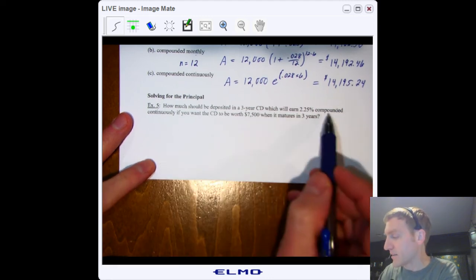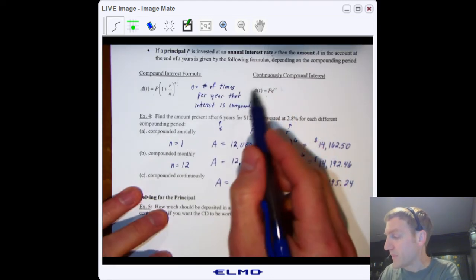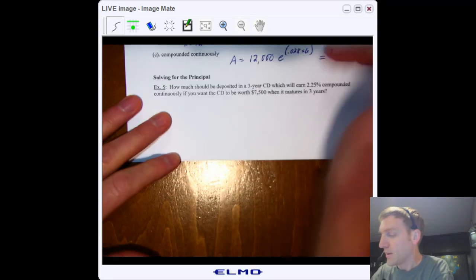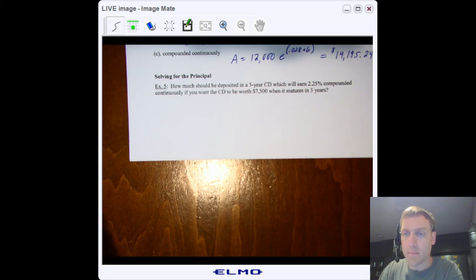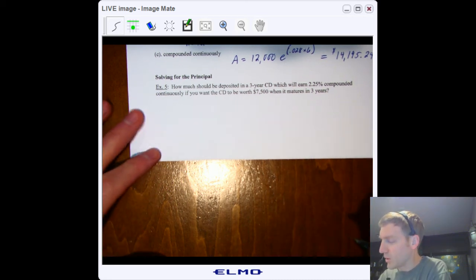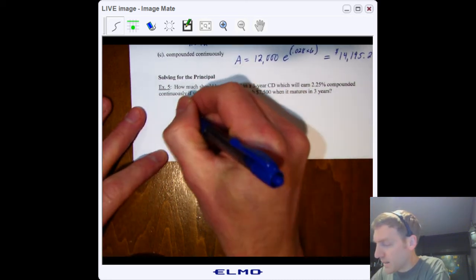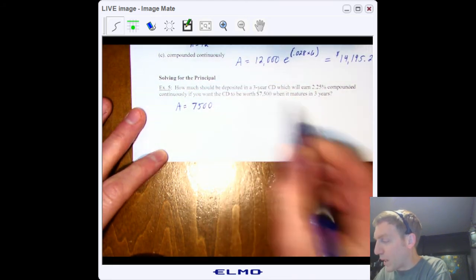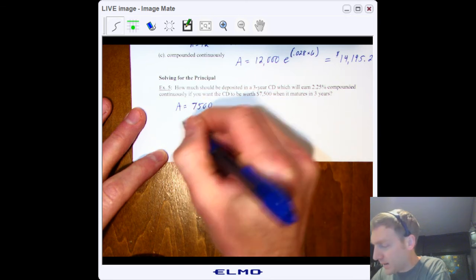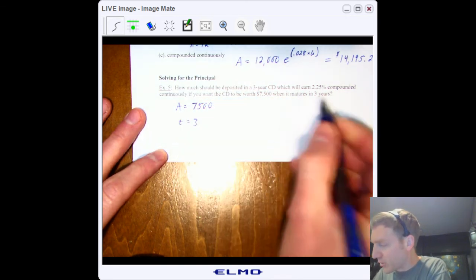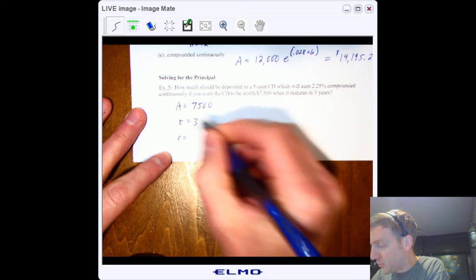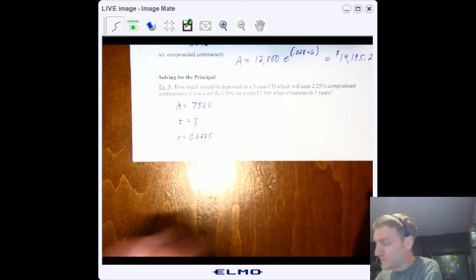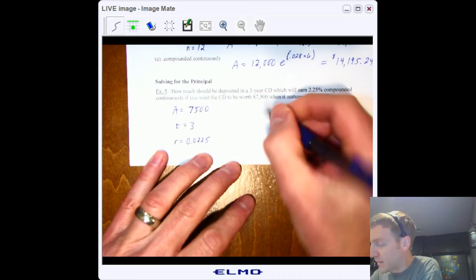So since it says compounded continuously, we're going to use this equation right here: A equals P times e to the rt. Okay, so let's write down what we have. The A is 7,500. That's the future amount. That's how much we want to have in 3 years. So our t is 3, and our rate is 2.25% or 0.0225. So plug that into the Pert formula and solve for P.